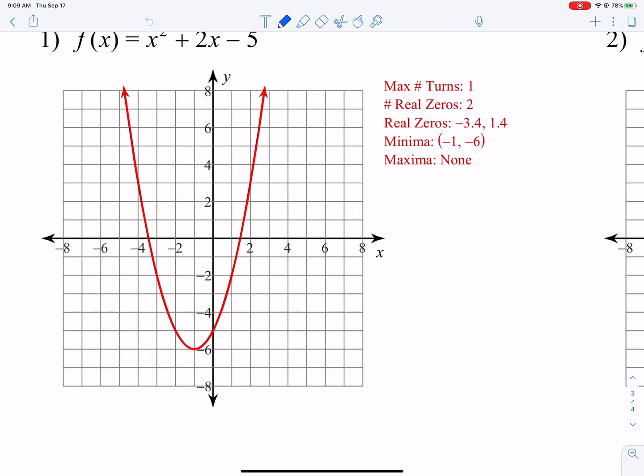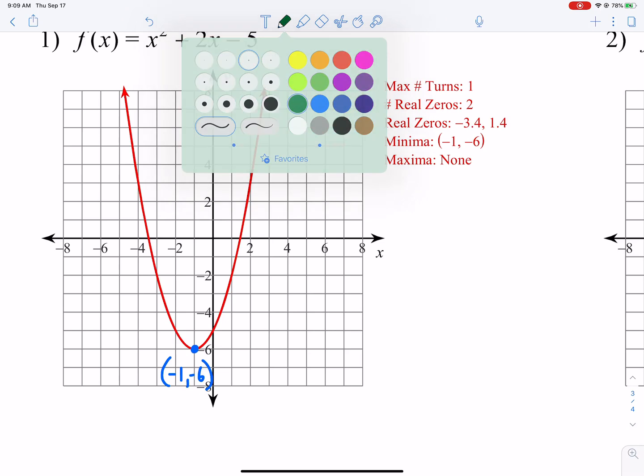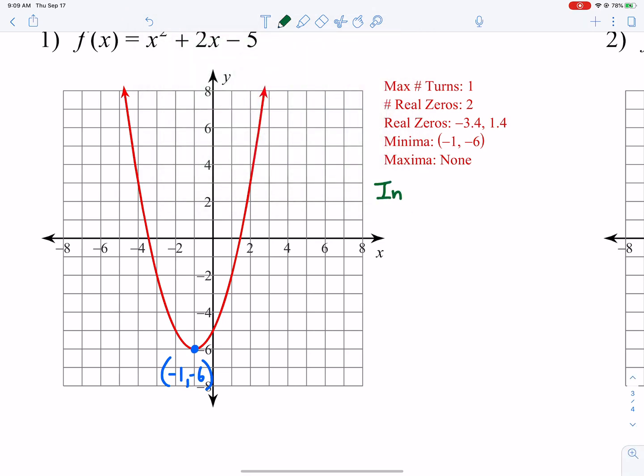This polynomial has already been graphed, and some things have been picked out over here in red. So we know the maximum number of turns was 1, there were 2 real zeros, located at negative 3.4 and 1.4. There is a minimum value of negative 1, negative 6. Now that's going to be important for our intervals of increase and decrease. So I'm going to write interval, and sometimes there's more than one, so I'm just going to put that in parentheses. So interval or intervals of increase for this graph.